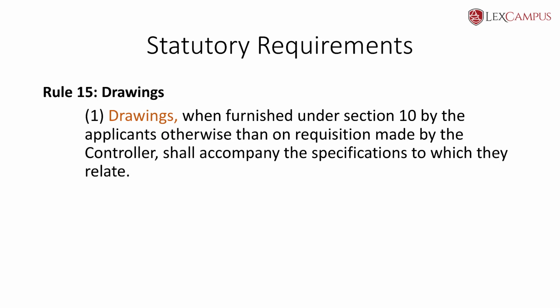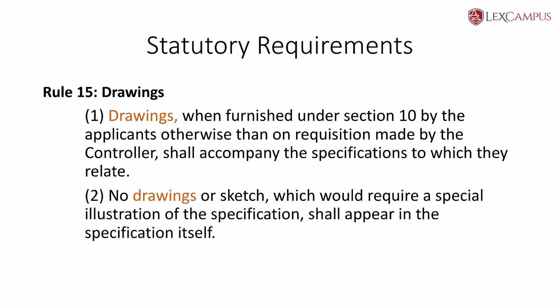Drawings when furnished under section 10 by the applicant, otherwise than on requisition made by the controller, shall accompany the specification to which they relate. So you now understand that drawings can either be given voluntarily or when there has been a request by the controller. So if your invention has drawings, then it has to accompany the specification while you are filing it. This is different when you file an application and the controller asks you to provide some drawings to explain your invention. So it has to go along with the application.